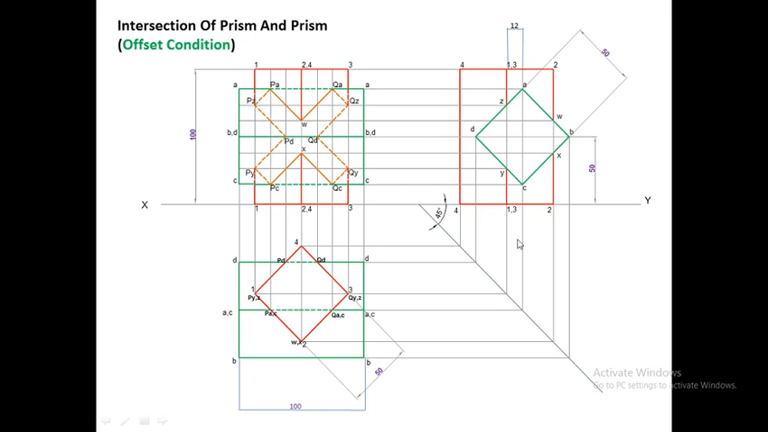So finally, we have completed the numerical. We have completed the front view, top view, and side view of both the horizontal square prism and the vertical square prism. We have drawn the lines of intersection also.